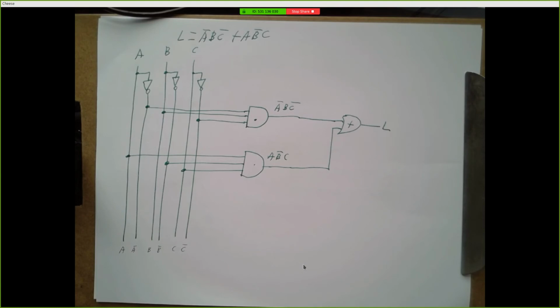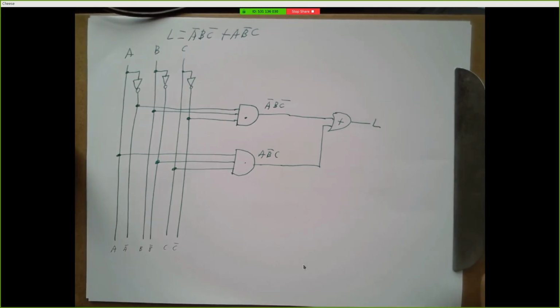Wouldn't there be a power supply in this? I mean, I kind of remember something about a power supply in 120. Definitely.